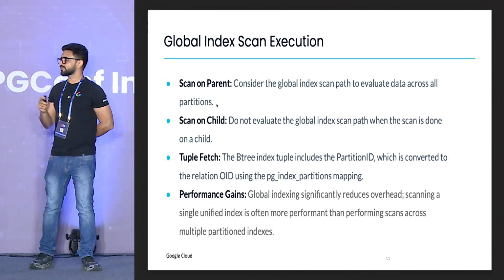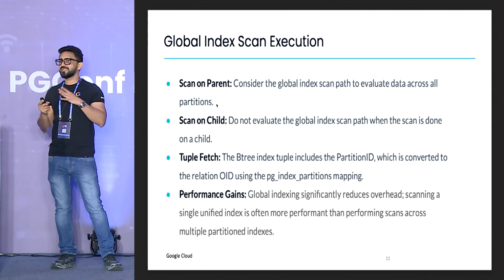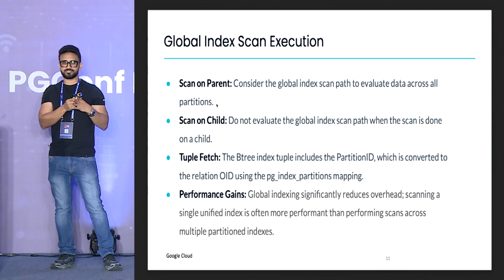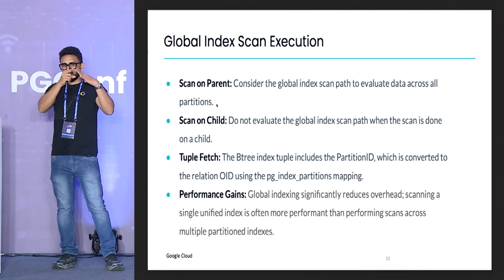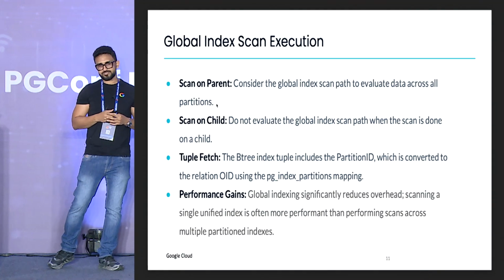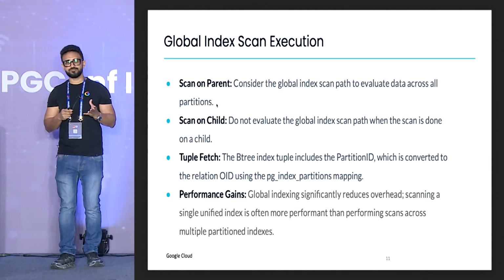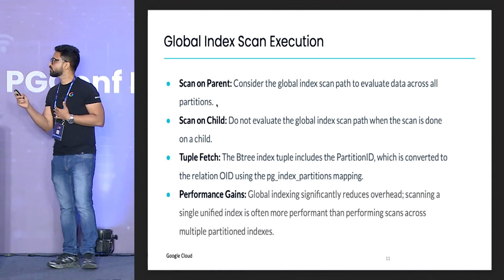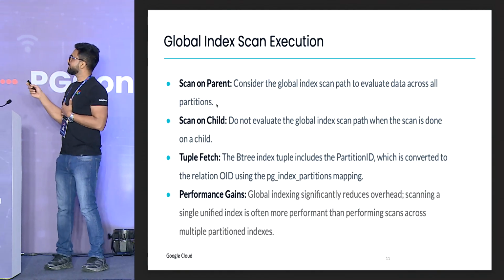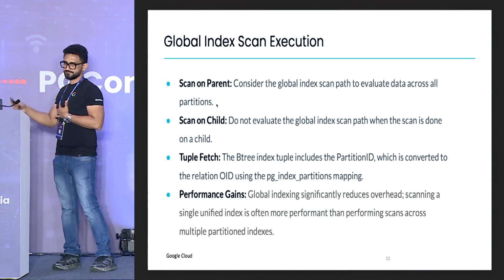It doesn't mean that we cannot consider it. We can consider the global index path. We can add an extra filter that only selects the tuples which belong to a particular partition hierarchy. But then the costing is going to be quite difficult. So I think in the first version we have decided to do the global index scan only for the table on which the global index directly exists.